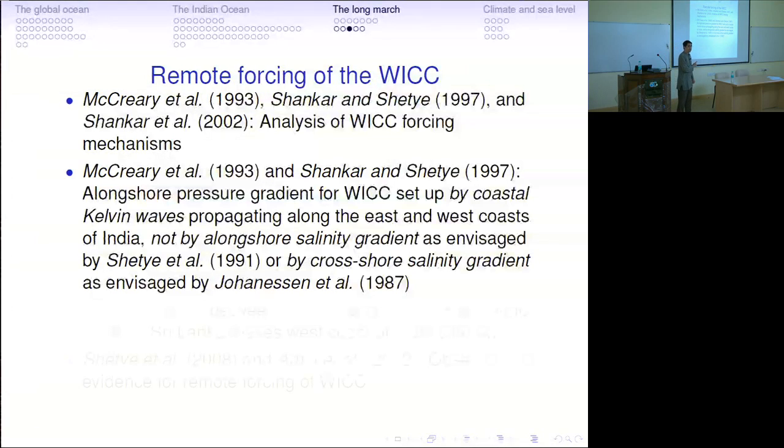The reason I'm going through this history is because even today, when you read papers that are being written now, you will find a lot of people quoting the Shankar 91 idea of the alongshore salinity gradient to explain the poleward WICC during winter. They don't realize that in 93, we could simulate it with a model that did not involve salinity, which straight away implies that you don't need salinity to produce that effect. Even today, you will find papers being written. That's the reason for going through the history.